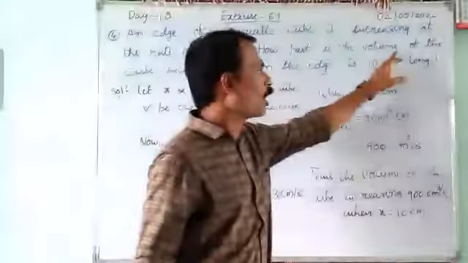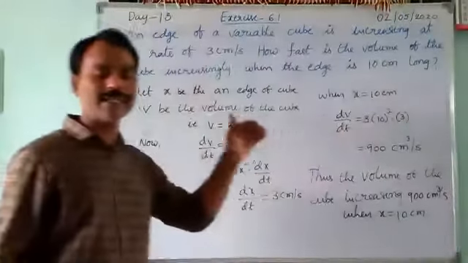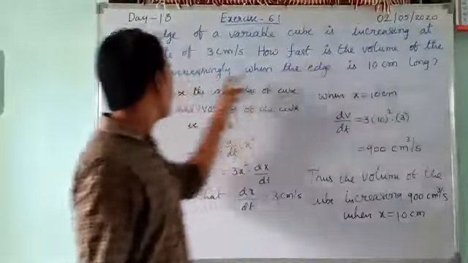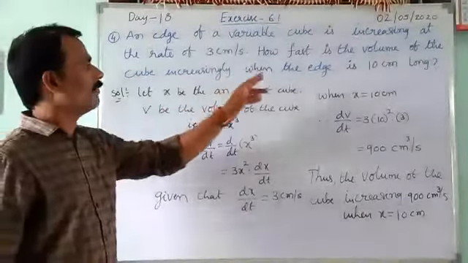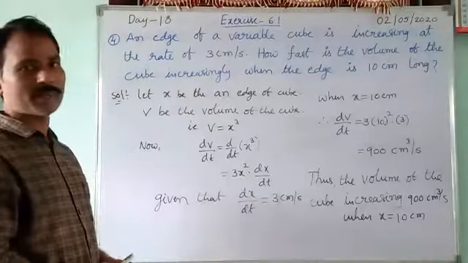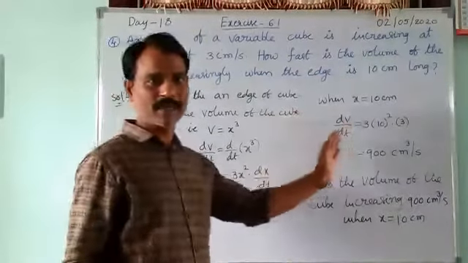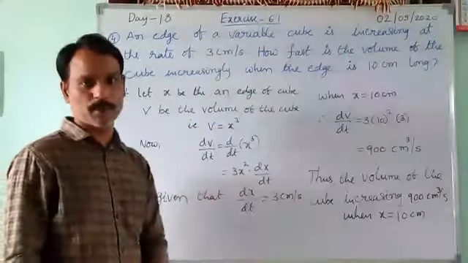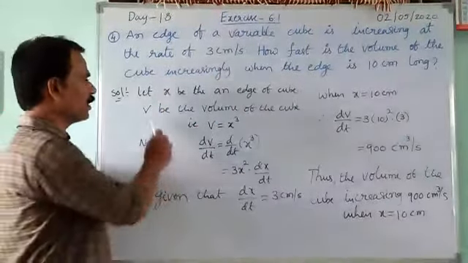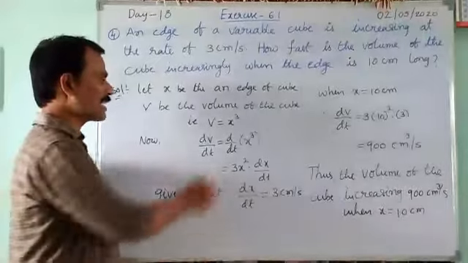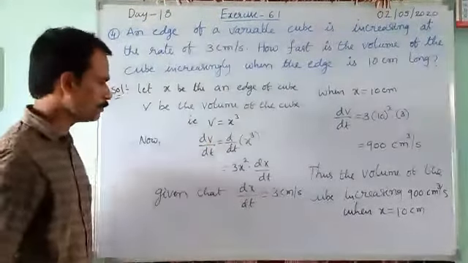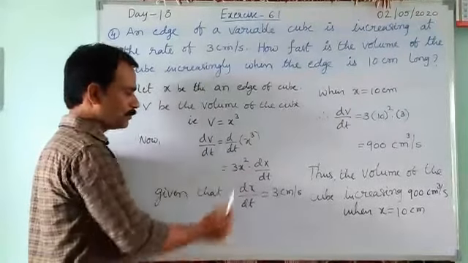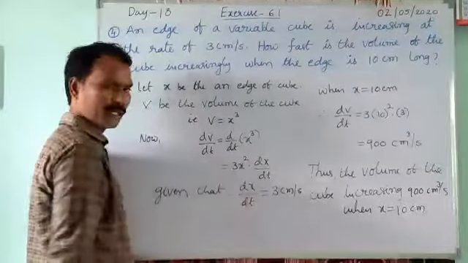How fast is the volume? Up to now we calculated areas, but in this problem he is asking about the volume. The volume of the cube is increasing when the edge is 10 centimeter long means when x is equal to 10 centimeter. Simple question only. Let x be the edge of a cube and V be the volume of the cube. That is V is equal to x cube. Now dV by dt is equal to d by dt of x cube, 3x square into dx by dt.